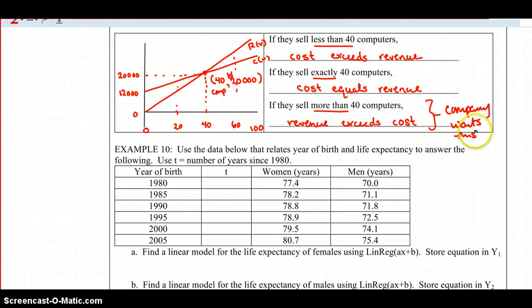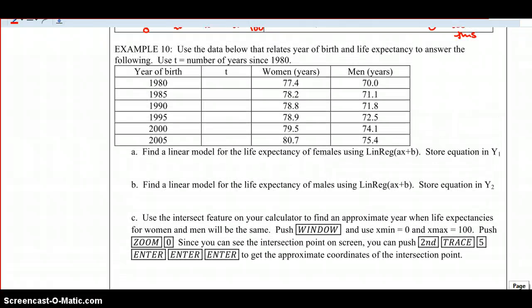Okay, so knowing where that break-even point is, they know that they want the number of computers in that case to exceed that value. In the case where they're linear, we're going to see some weird things happen when we have graphs that actually have some curves to them. But in this case, as long as they sell more than 40 computers, their revenue is going to exceed their cost. All right, so let's take a look at another example with some data.